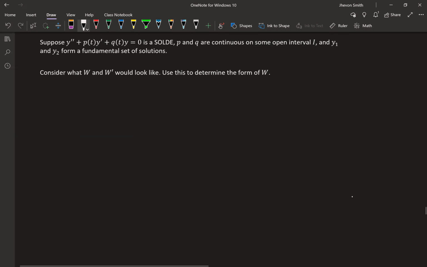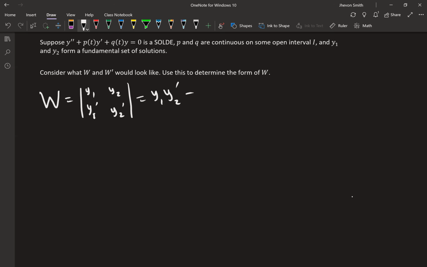So I know what the Wronskian looks like. It's the determinant of y1, y1 prime, y2, y2 prime. That's y1 y2 prime minus y2 y1 prime. Okay, now if I find the derivative of this, then of course I would use the product rule.